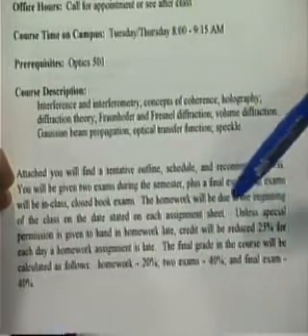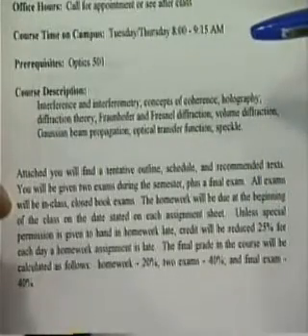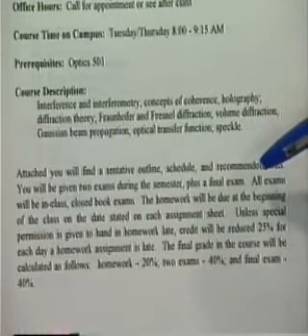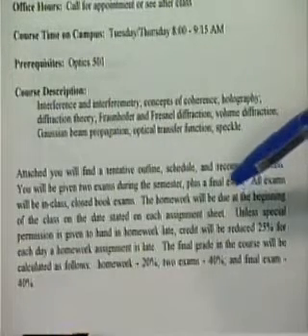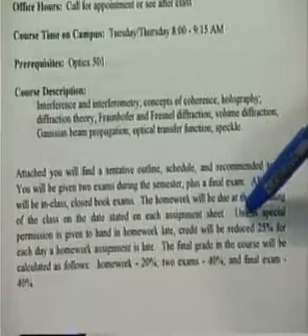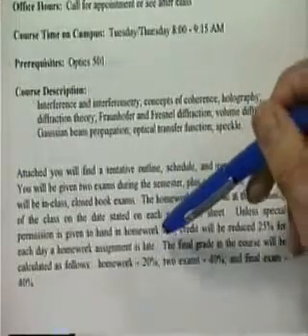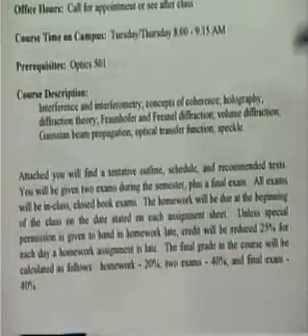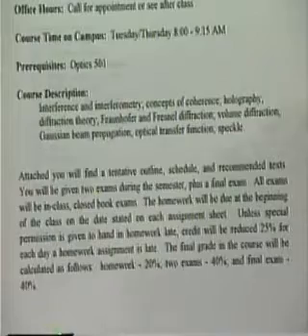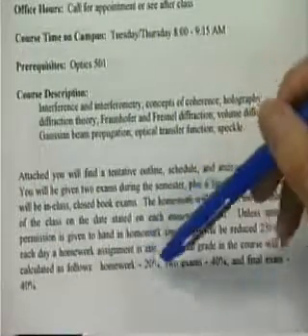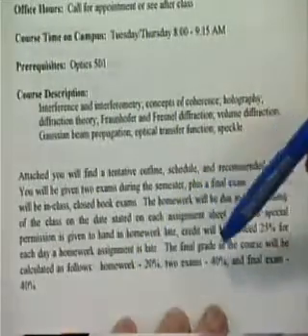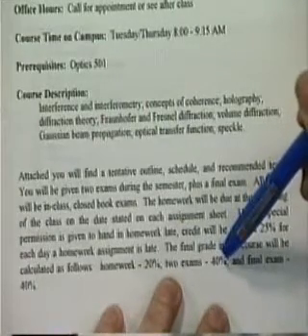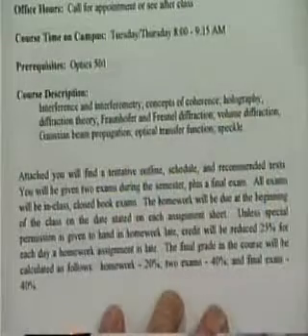Since we have I think it was 46 students or so, it's hard to have homework coming in at different times, hard on the graders. And so we're going to be pretty strict. As I say here, unless special permission is given to hand in the homework late, credit will be reduced 25% for each day a homework assignment is late. And the final grade in the course will be calculated as follows: the homework will count as 20%. The 2 exams will count 20% each, or a total of 40%. And then the final exam will count 40%.